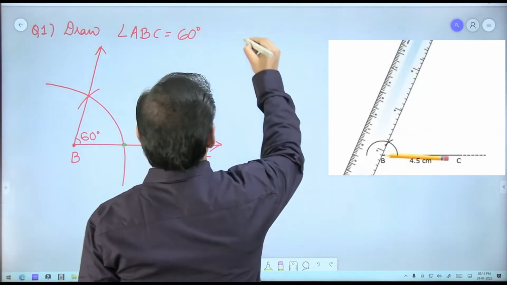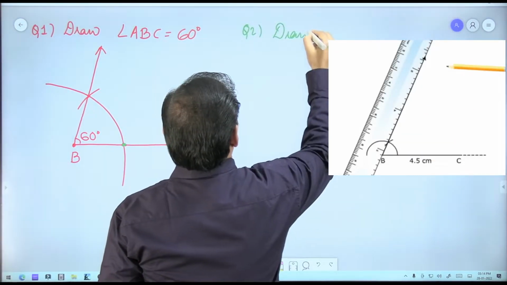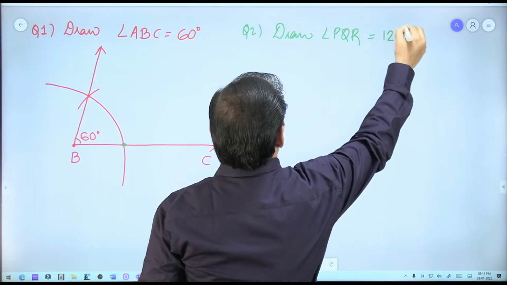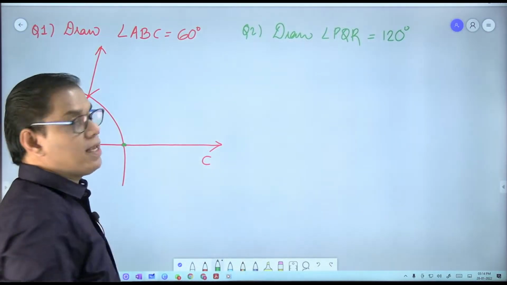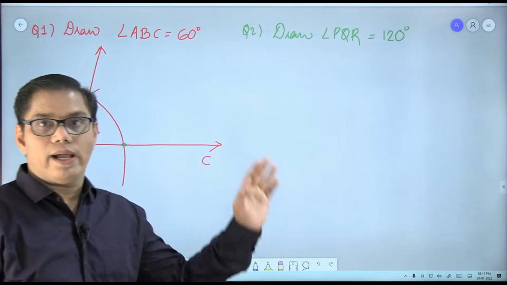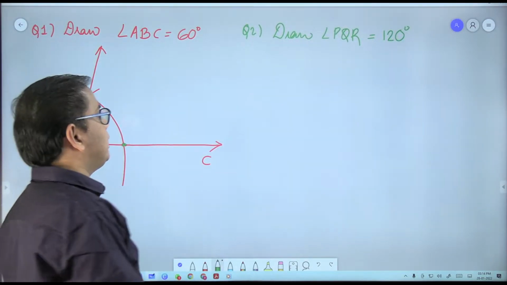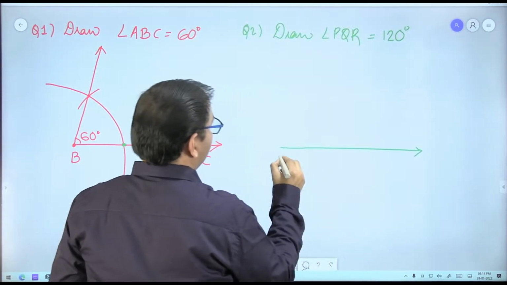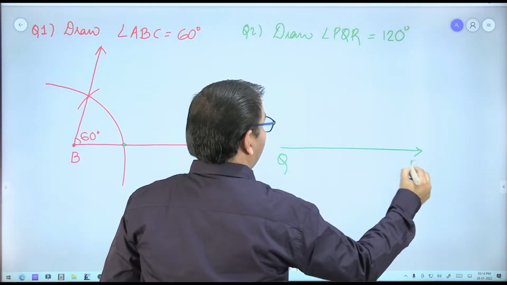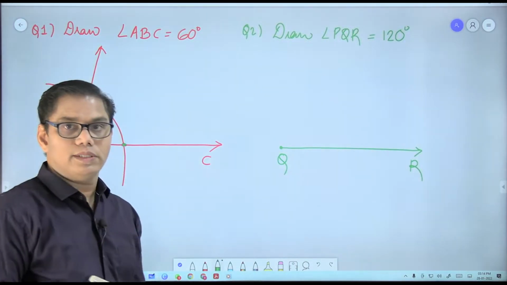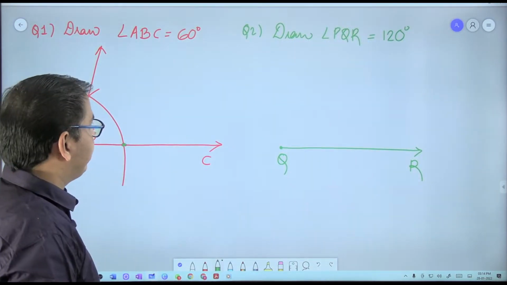Now question number 2 is, draw angle PQR equal to 120. This was an acute angle less than 90 degree, 60 degree angle. Now we want an obtuse angle. Procedure is same. First you will draw a ray. I'll name this ray as QR. QR is my first arm of the angle. Angle has 2 arms. This is the first arm. Are you ready with this?